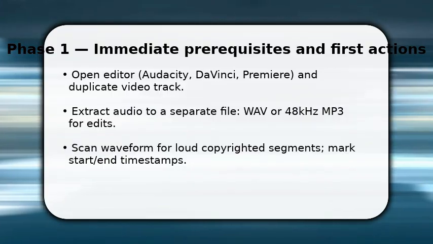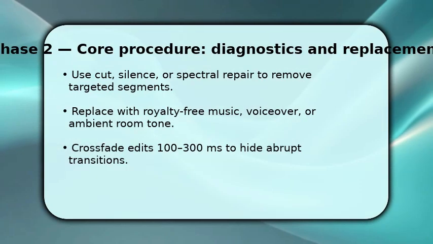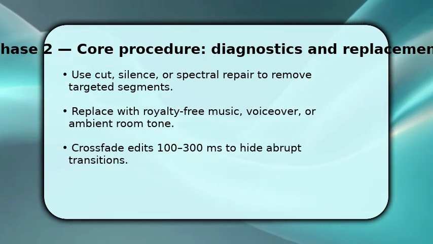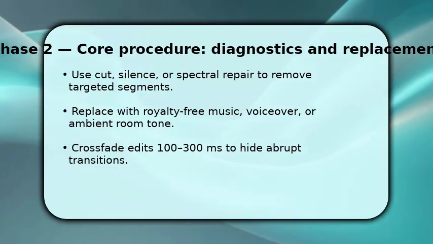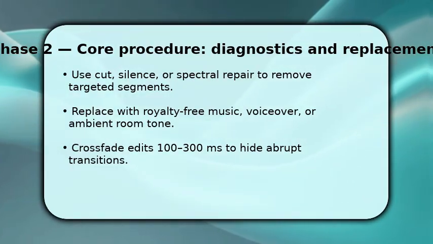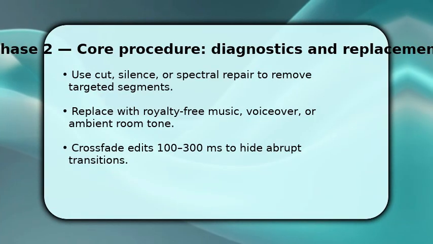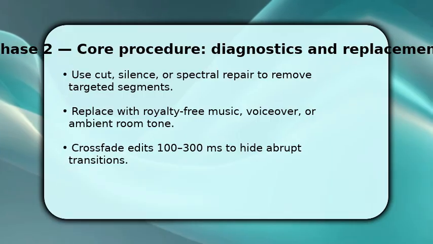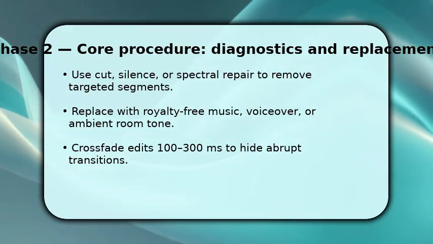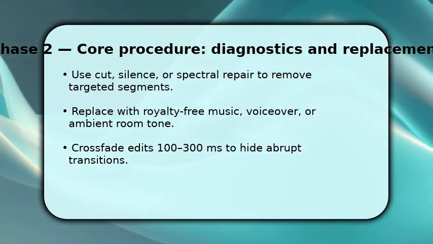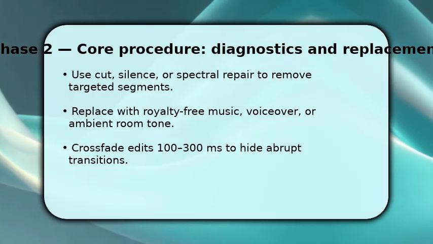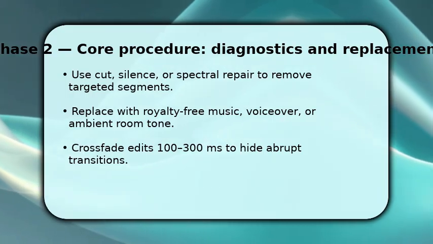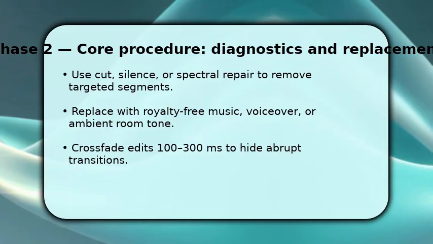You now remove or replace the flagged segment. Select the region and choose Cut, Silence, or a spectral repair tool for complex overlaps. Spectral editing preserves other frequencies. If replacing, import your replacement audio and align it precisely to the marked timestamps. Make sure to add crossfades of 100 to 300 milliseconds, which smooth transitions and prevent clicks. Also normalize levels and match EQ so the new audio blends in.